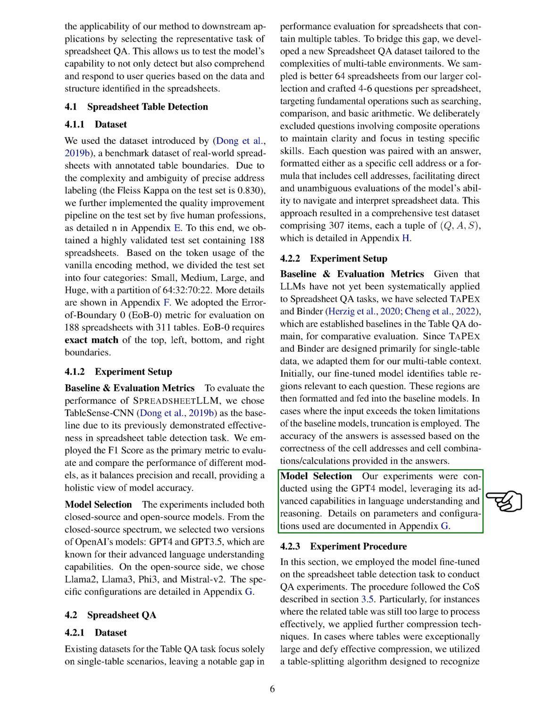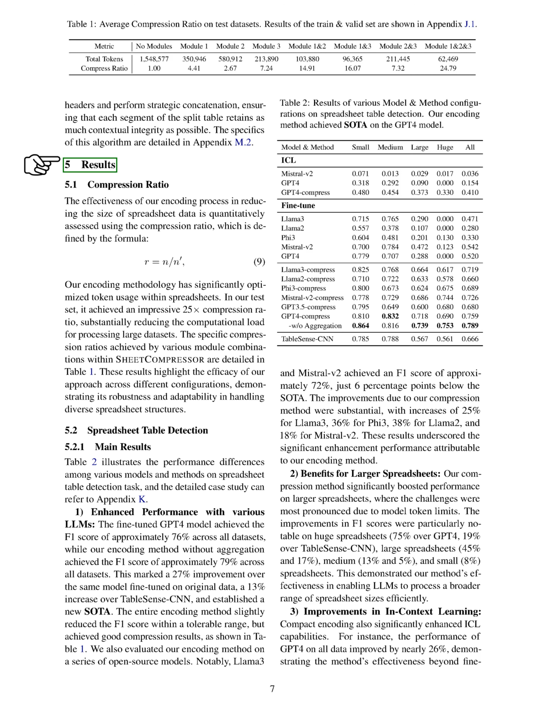Our experiments mainly used the GPT-4 model due to its advanced language understanding and reasoning capabilities. We fine-tuned the model on spreadsheet table detection and conducted QA experiments following a specific procedure. We also applied compression techniques to handle large tables effectively. We evaluated the effectiveness of our encoding process by calculating the compression ratio, which measures how much we reduced the size of the spreadsheet data.